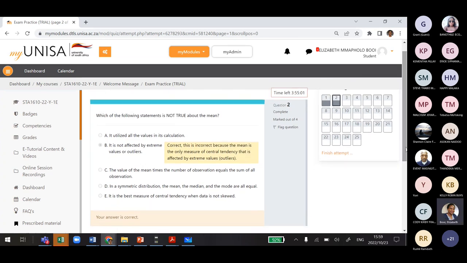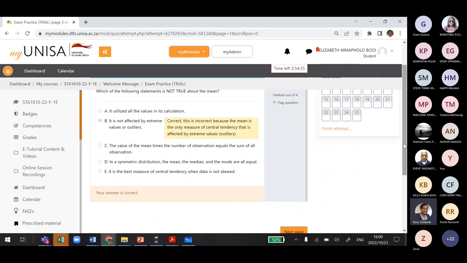Those who are in my eTutor group, after we're done with this, you can also go back and try this mock exam paper as well, because every time you try, you will get a new question. It's not only these questions that we are looking at. So you can try as many times as possible to get a variation of questions. It's a totally new question that you will get. So please use this to practice as many times as you can.